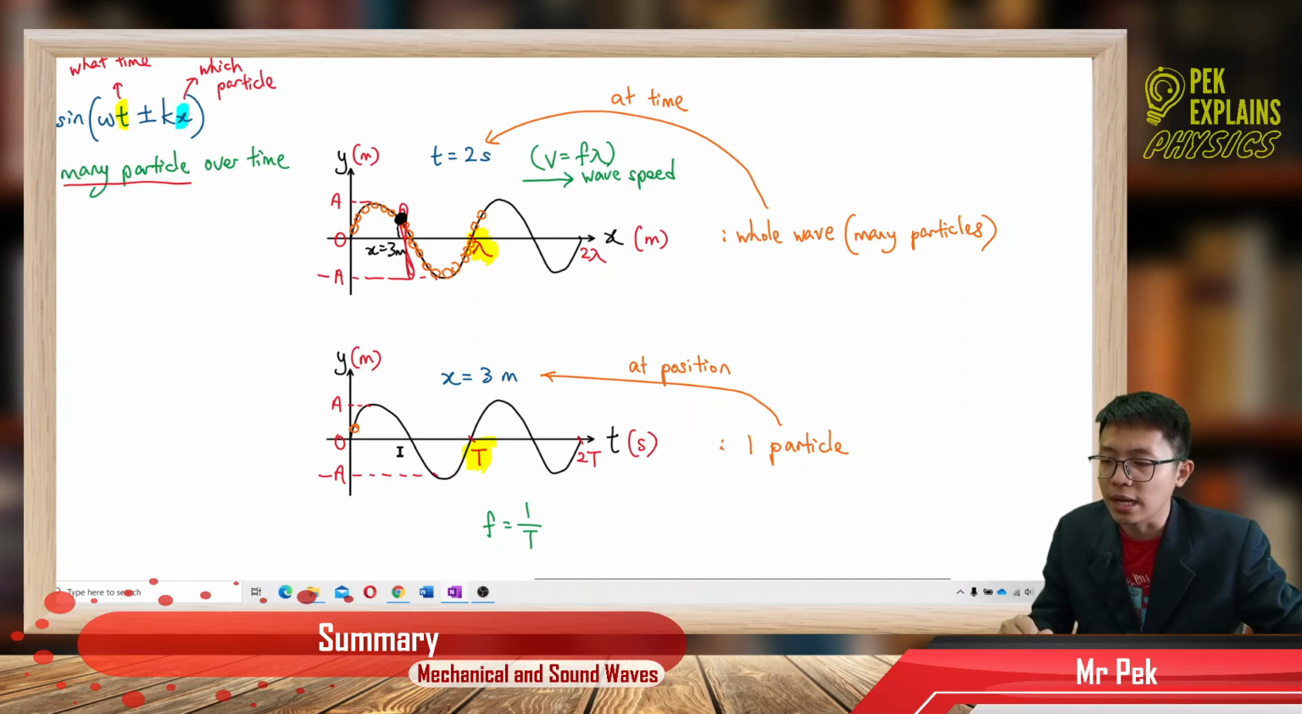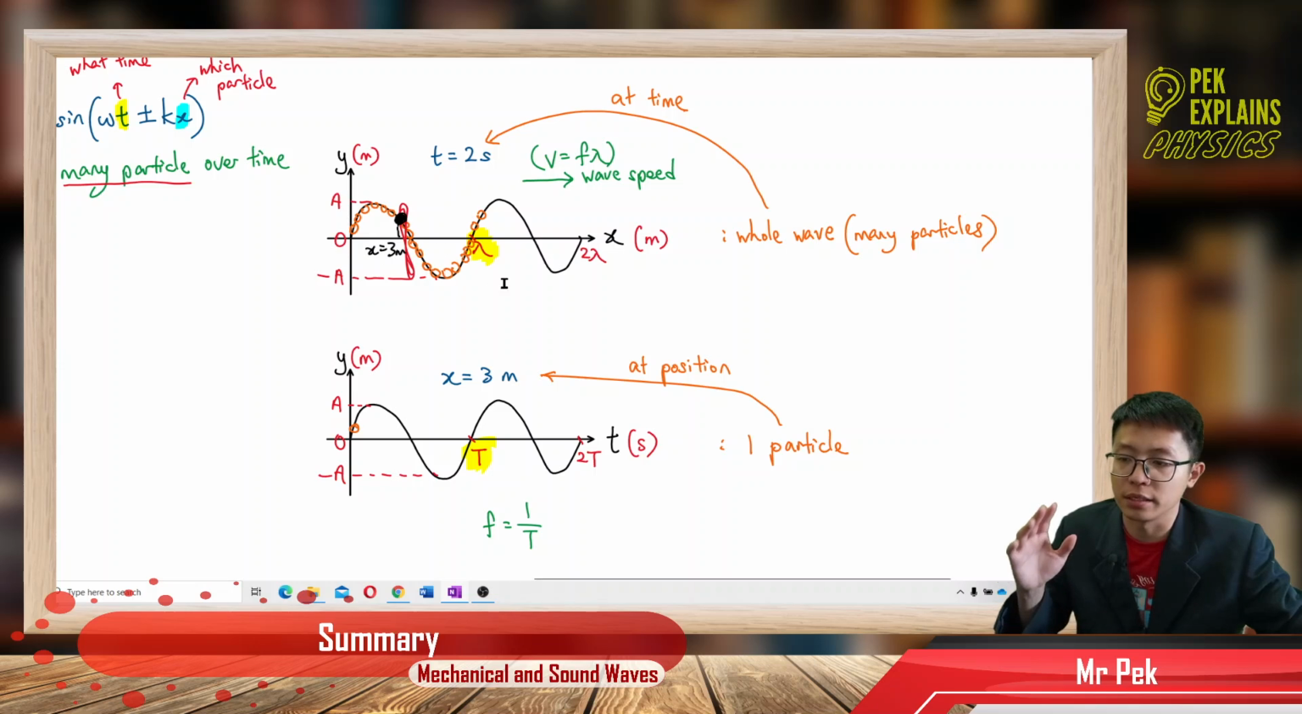So the displacement versus distance graph, you can see the whole wave profile at a certain time, but the displacement-time graph shows the oscillation of one particle at a certain position over time. So the displacement-distance graph gives us the lambda, because you can see the whole wave, you can get the wavelength. The displacement-time graph, you can get the period, because it shows the time taken for one particle to complete one oscillation.